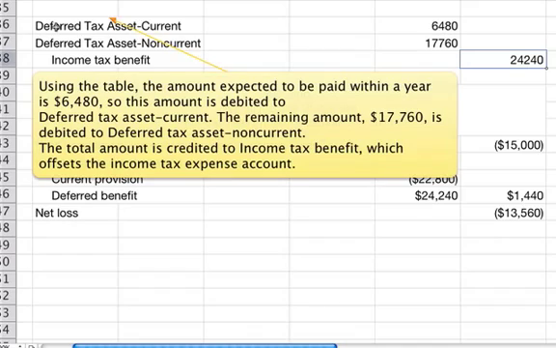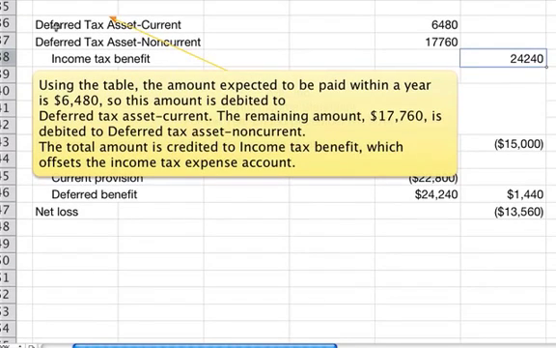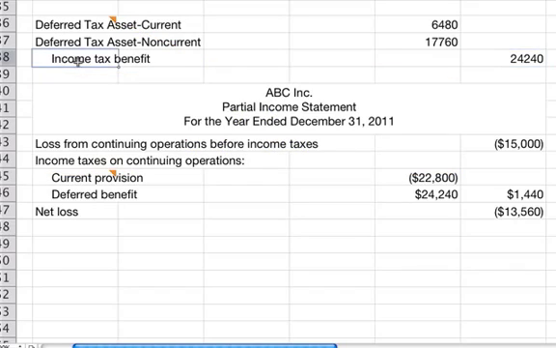So the amount debited to deferred tax asset current is 6,480. The remaining amount, 17,760, is debited to deferred tax asset non-current. The total amount is credited to income tax benefit, and that account is offsetting the income tax expense account. You can put down income tax expense and you'd be crediting an expense account, or you can just use income tax benefit. So that's how you do that.